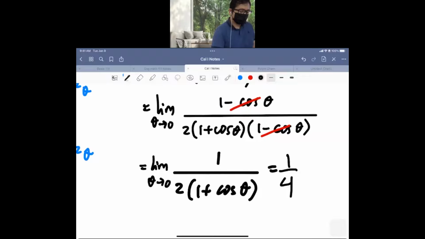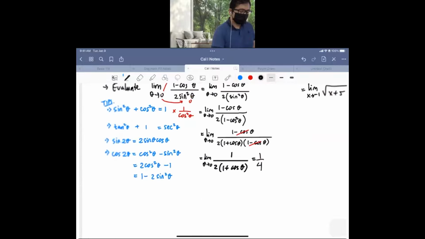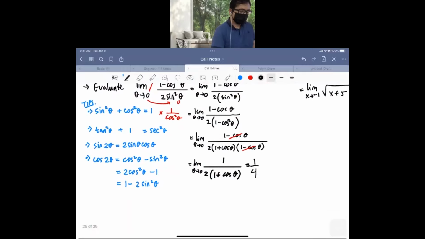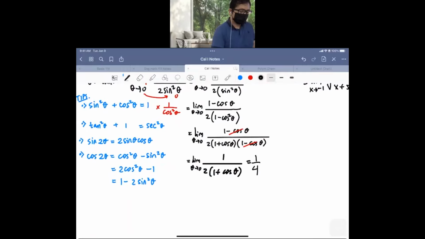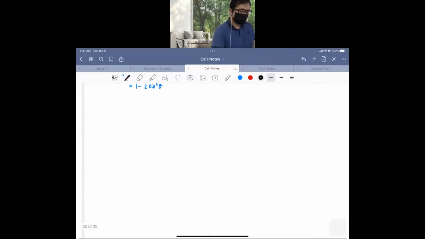Okay, any questions? I hope it can refresh your memory on trigonometry. Let me continue a little bit. This is an example.